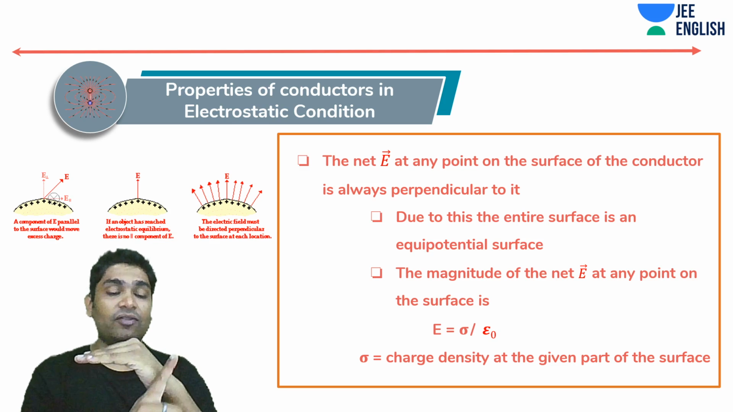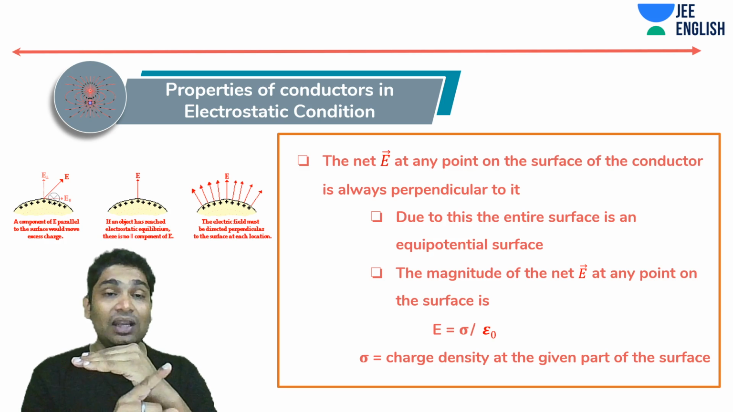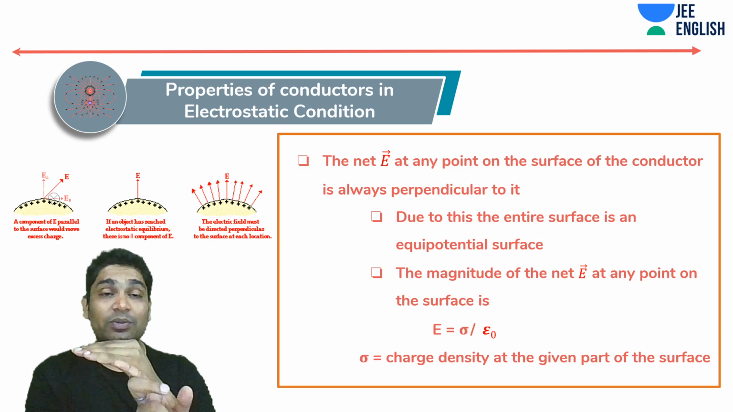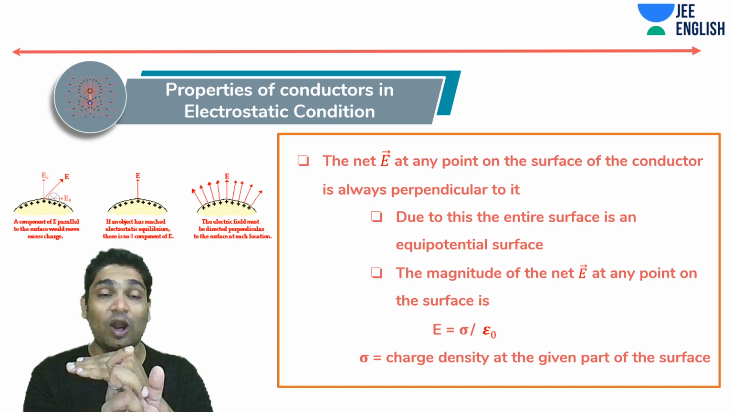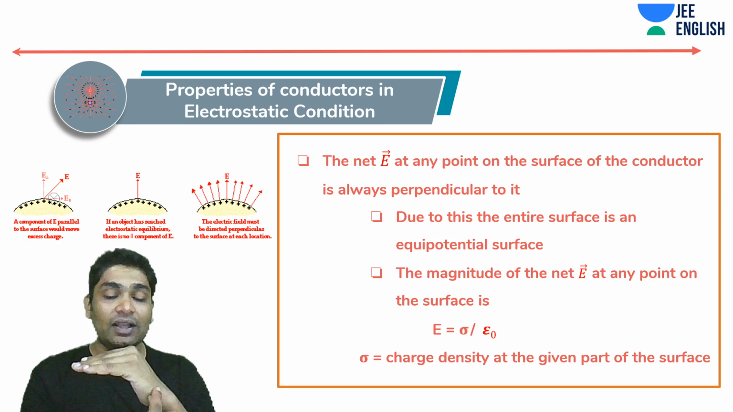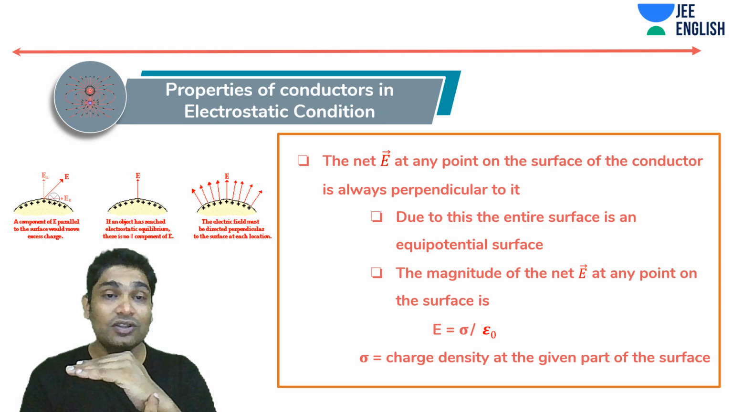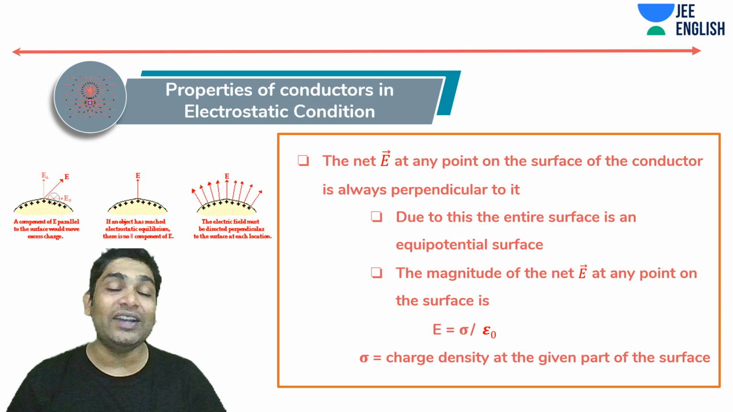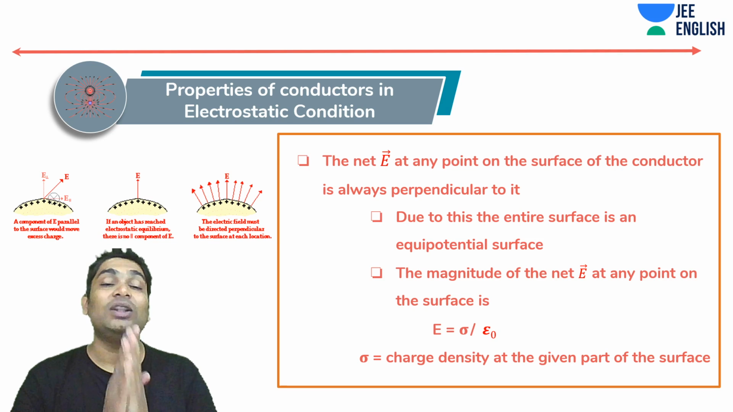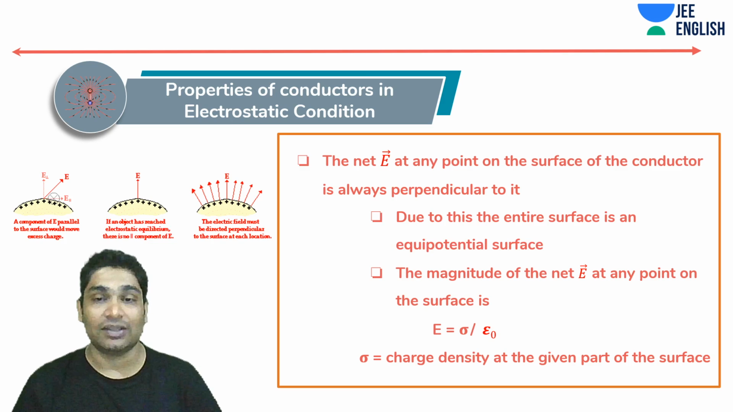Why? Because the electric force everywhere is perpendicular to the surface and the motion is along the surface. So the angle between the force and displacement is 90. So work is integral of F dot ds, and the dot product will become 0. So the work required to move a charge along the surface of the conductor is 0. So if the work required is 0, the potential difference between any two points will be 0. So all the points on the surface are at the same potential, or in other words, equipotential.